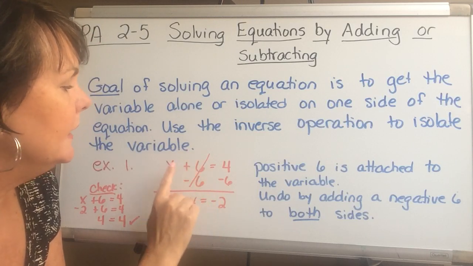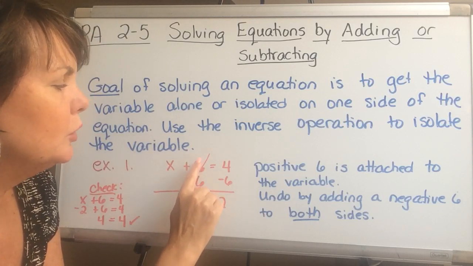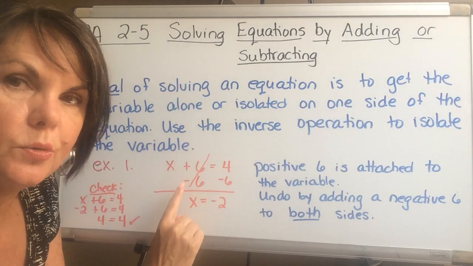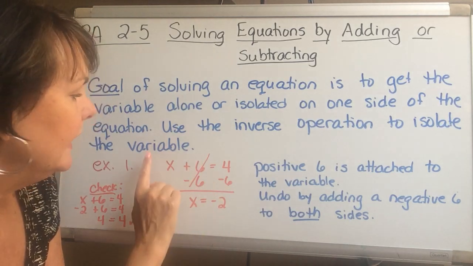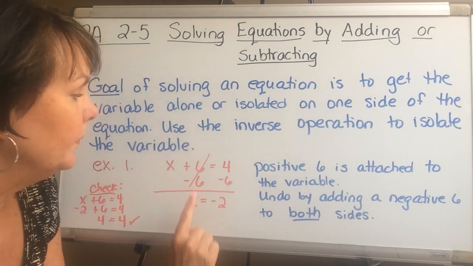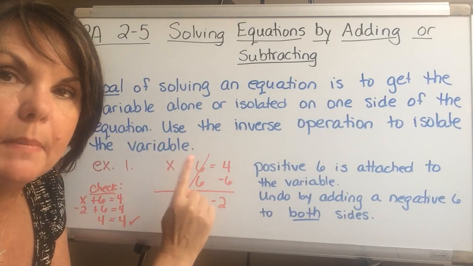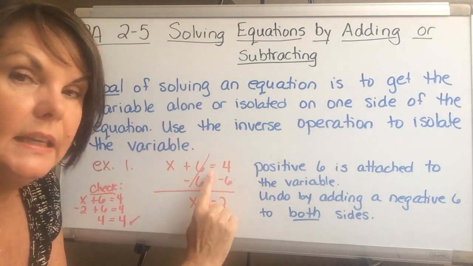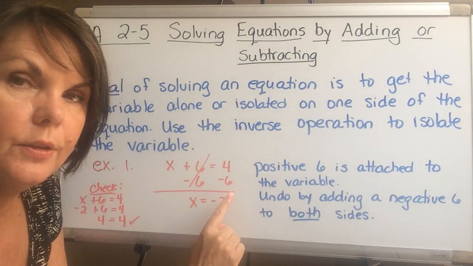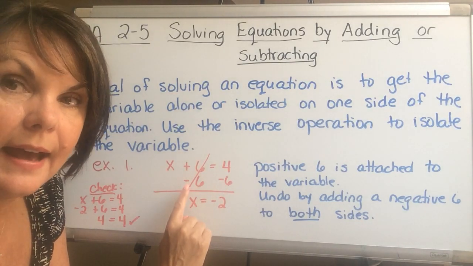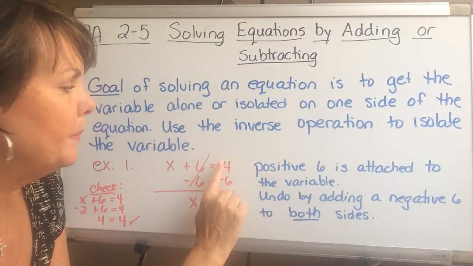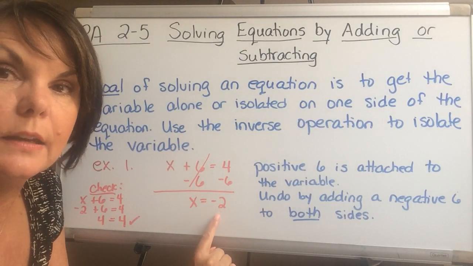Okay, but I'm looking here as x is attached through addition to a positive 6. The inverse of a positive 6 is a negative 6. There's those zero pairs. They cancel each other out, leaving you with x. And that was your goal, to isolate the variable and get it alone. Now, it's all about balance in math, okay? Whatever I do to one side of the equal sign, the equation, is perfectly okay as long as I do it to the other side. So if I am going to add a negative 6 on this side, I have to add a negative 6 on that side. And a positive 4 plus a negative 6 is a negative 2.